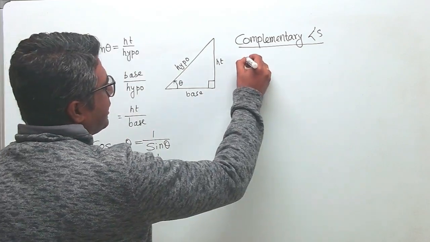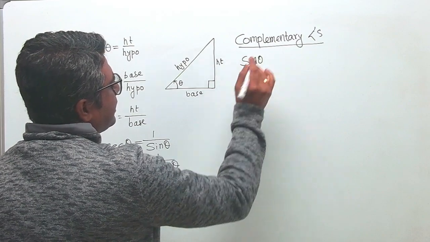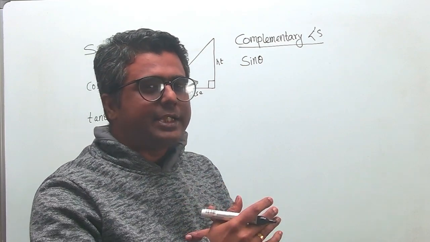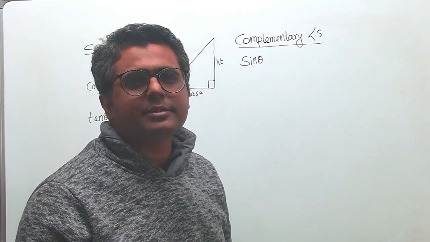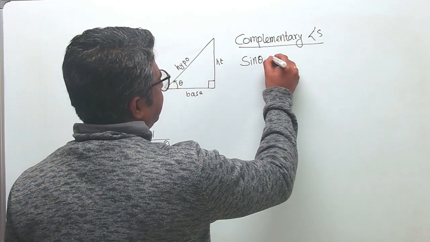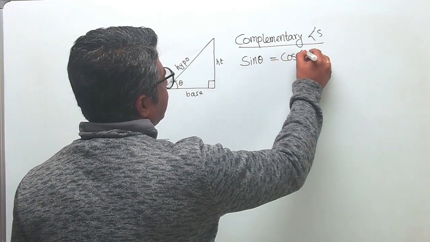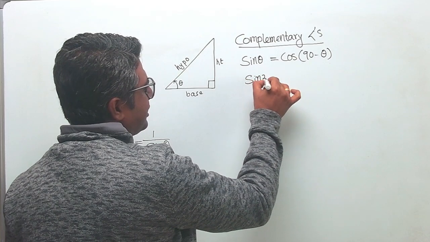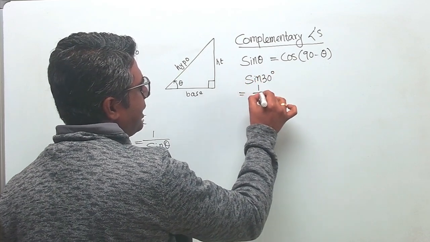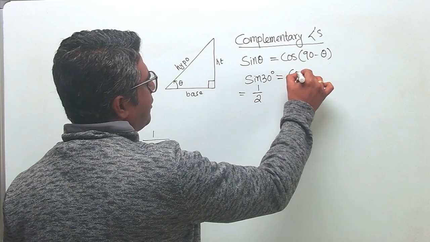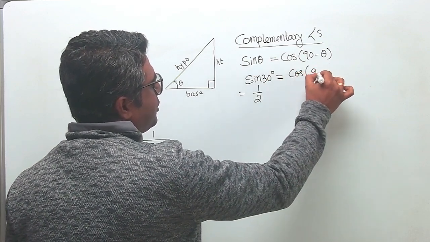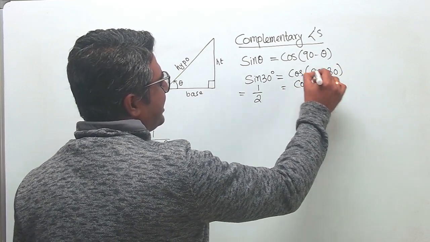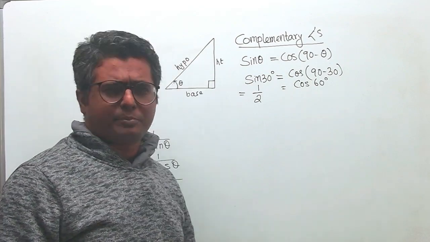How is it? See, what is the complementary of sin theta? Complementary of sin theta is cosine theta, that is cos theta. So sin theta is cos of 90 minus theta. Suppose there is sin 30 degree, anybody remember the value of sin 30 degree? Half. It is always equal to cos, here theta is 30 degree, so this will be 90 minus 30, that is cos 60 degree. Okay, pretty easy.